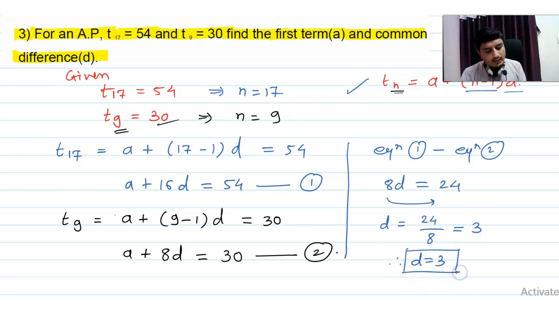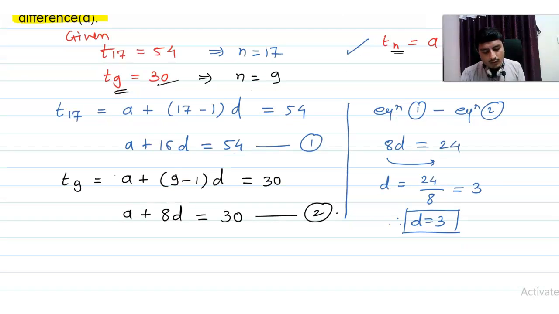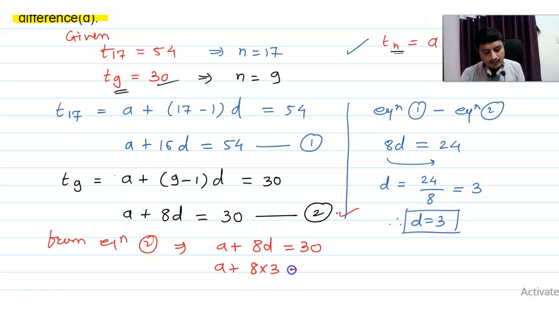Now to evaluate the value of a, what shall we do? Let us put d equal to 3 in any one of the equations, 1 or 2. Equation 2 is the simplest equation, so we are choosing equation 2. From equation 2, once we replace d by its value 3, we get a plus 8 into 3 equals 30. 8 threes are 24. So a plus 24 is equal to 30.